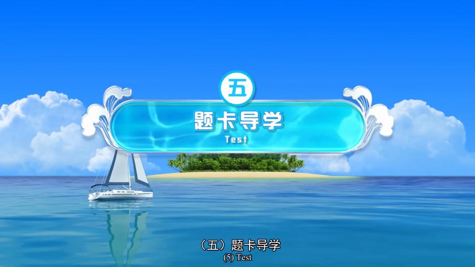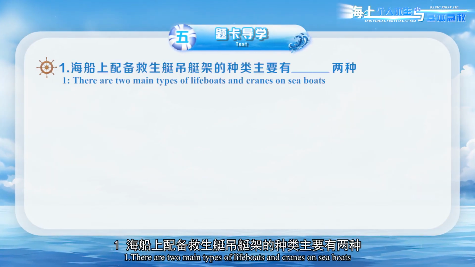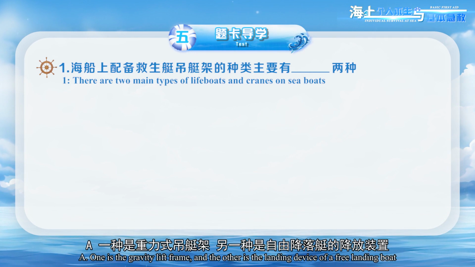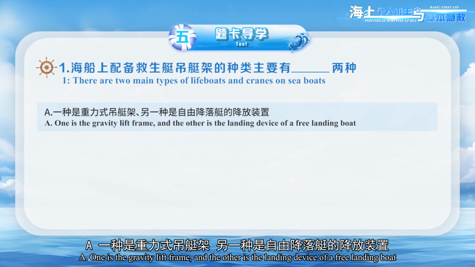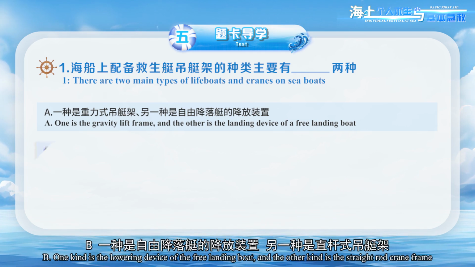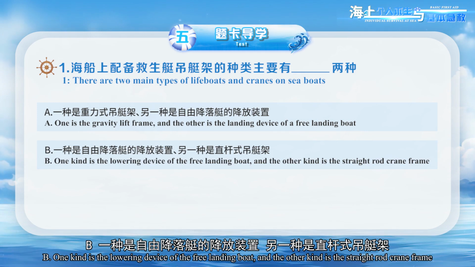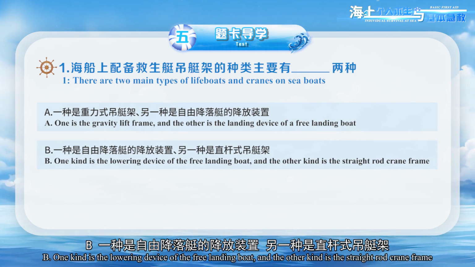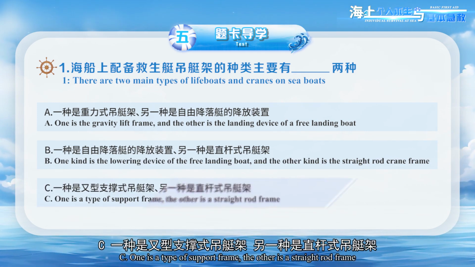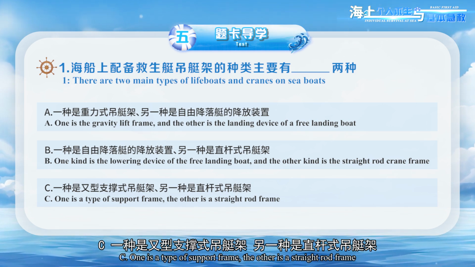Part 5. Test. 1. There are two main types of lifeboat launching devices on sea boats. A. One is the gravity davit, and the other is the launching device of a free-fall boat. B. One kind is the lowering device of the free-fall boat, and the other kind is the straight rod crane frame. C. One is a support frame, the other is a straight rod frame.